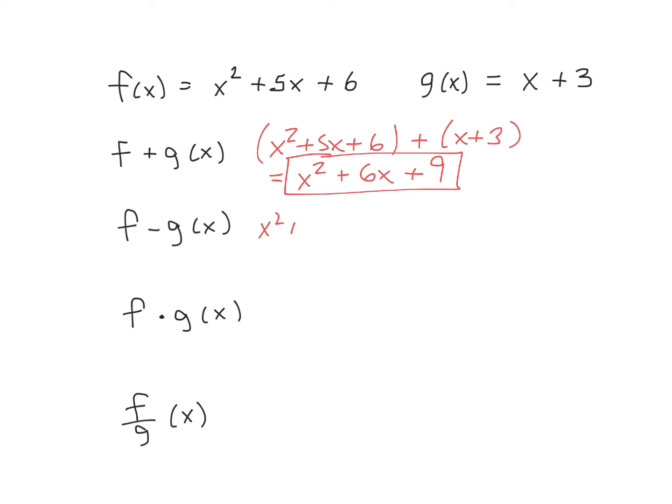Subtraction, so now I'm going to take x squared plus 5x plus 6. I'm subtracting x plus 3. So now I'm going to add the opposite of each of these terms. When I combine my like terms, I'd have x squared plus 4x plus 3.